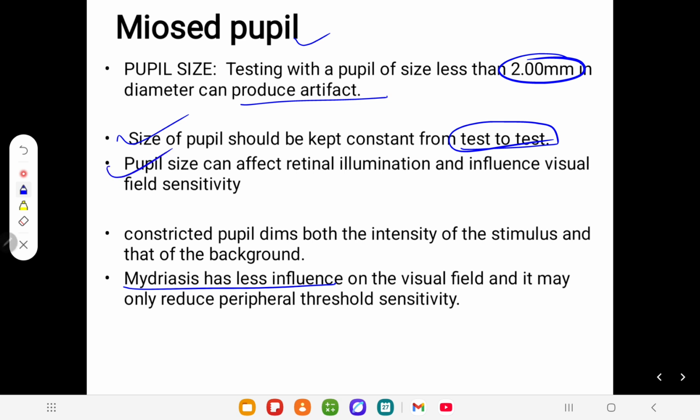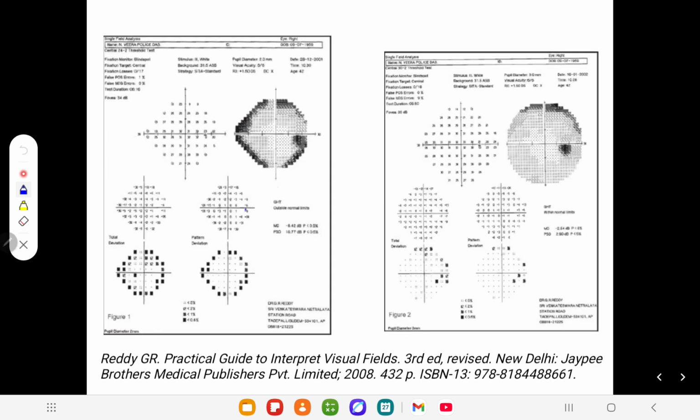Pupil size can affect retinal illumination and influence visual field sensitivity. It's very important. A constricted pupil dims both the intensity of the stimulus and the background, isn't it? Because light is constricted, as we discussed in our previous video on optics, retinal illuminance, isn't it? So retinal illuminance depends upon what? The entrance pupil depends on what? The real pupil. If the real pupil is constricted, then the entrance pupil definitely gets constricted, and the retinal illuminance decreases. Retinal illumination decreases.